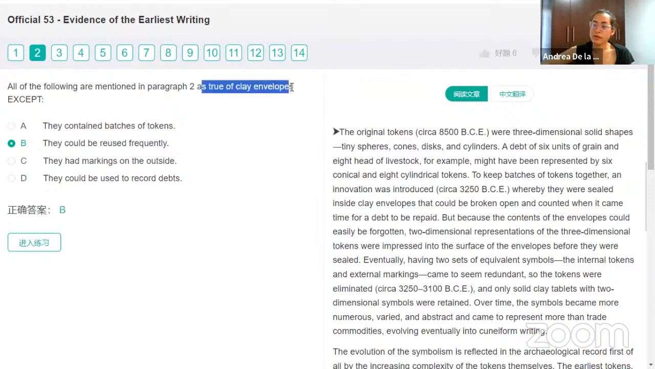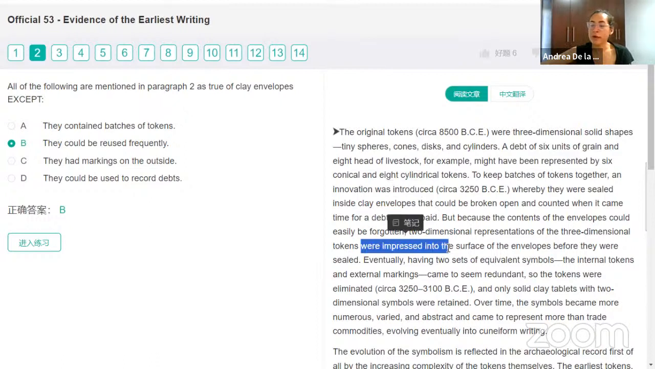¿Qué no es verdad de los clay envelopes? Buscas, ¿qué sabemos? Toda la información que podemos tener de los clay envelopes. Sabemos que tenían fichas dentro para registrar las deudas. Sabemos que tenían impresiones fuera en la superficie de los sobres. Todo lo que sabemos de los clay envelopes.